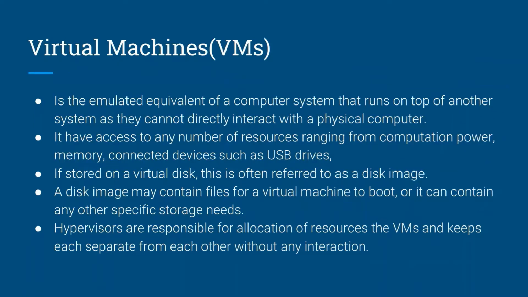Now, what are virtual machines? It's the emulated equivalent of a computer system that runs on top of another system, as they cannot directly interact with a physical computer. It has access to any number of resources ranging from computational power, memory, to connected devices such as USB drives. If stored on a virtual disk, this is often referred to as a disk image. A disk image may contain files or a virtual machine to boot, or it can contain other specific storage needs. And hypervisors are responsible for allocation of resources to the VMs, and keep each separate from each other without any interaction in between.